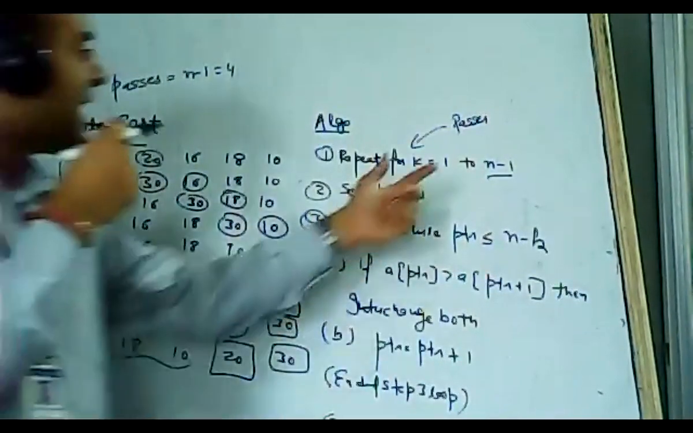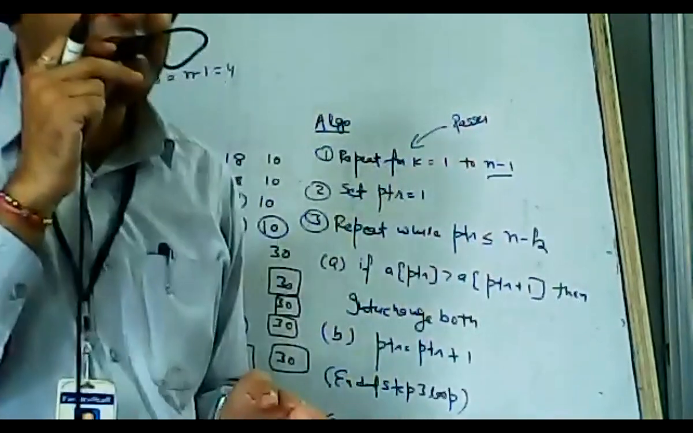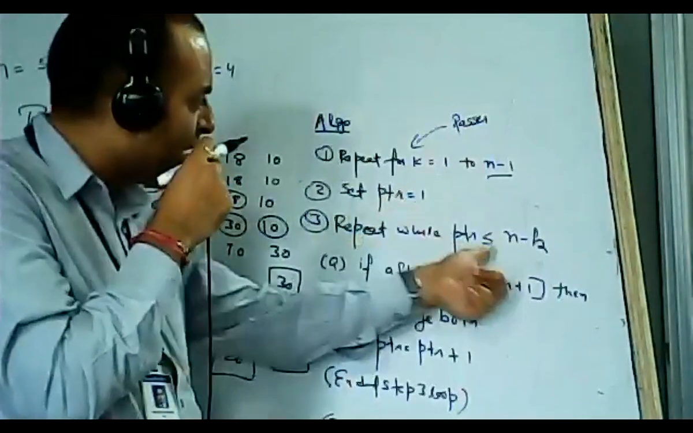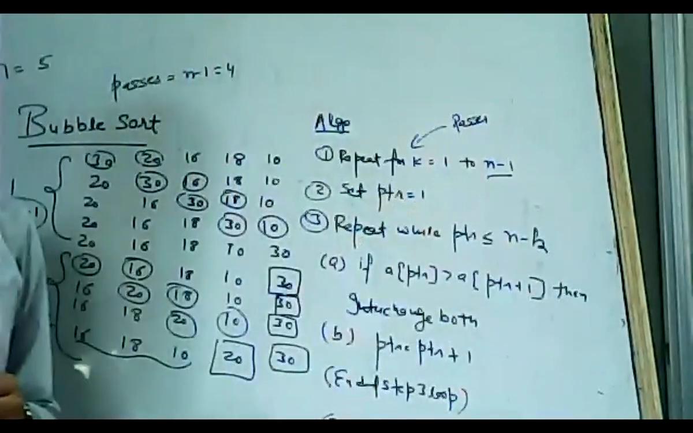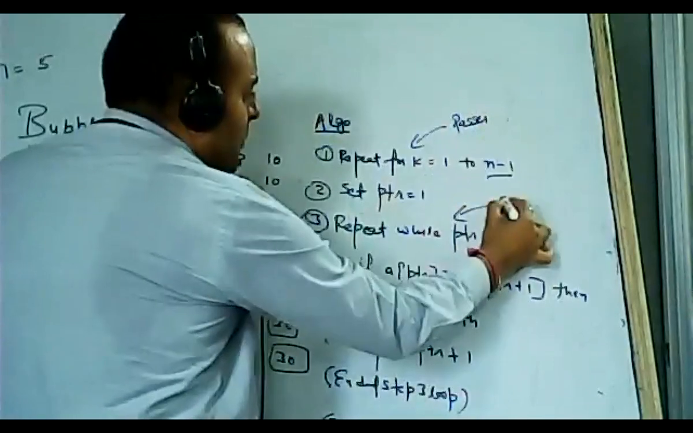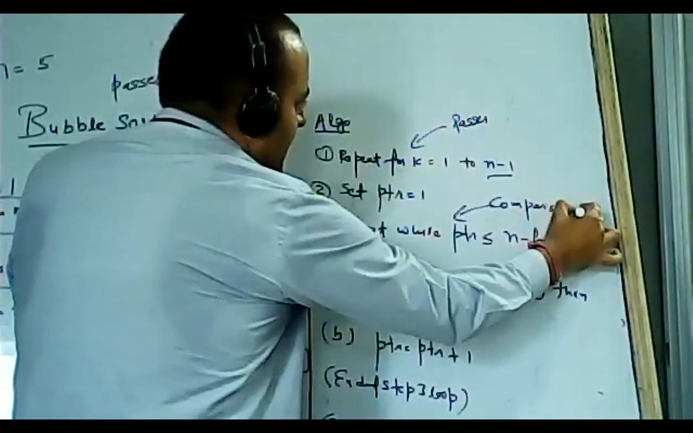If K is 2, how many comparisons were there in the second pass? N minus 2. So if K is 2, that means second pass, so pointer will move from 1 to n minus 2. So outer loop is for passes and inner loop is for comparisons.